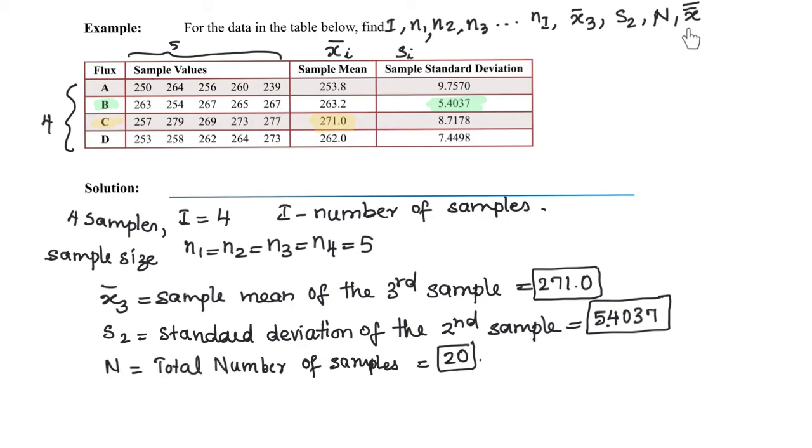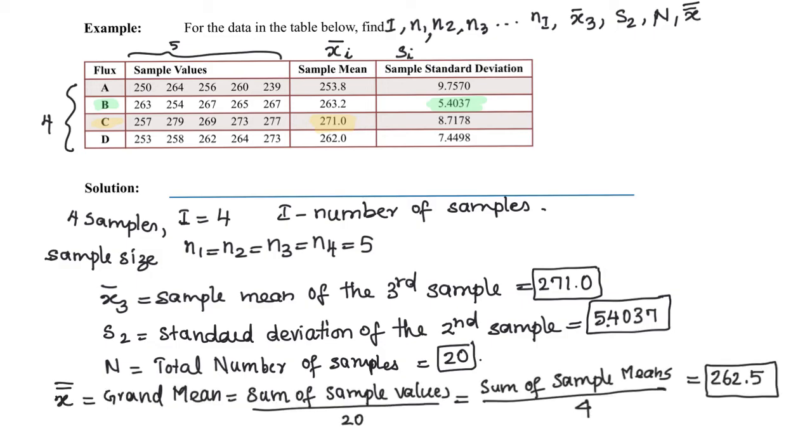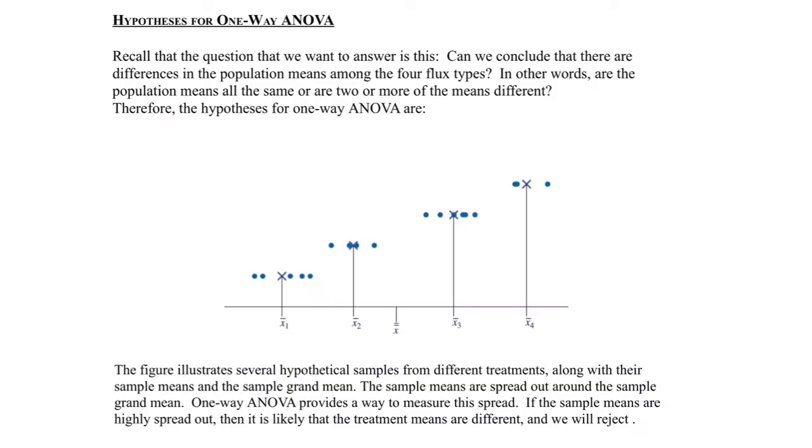X double bar, or grand mean, means the average of all the items in the sample. So you can actually add all these and divide by 20, or you can add the sample means and divide by 4. The grand mean is 262.5.